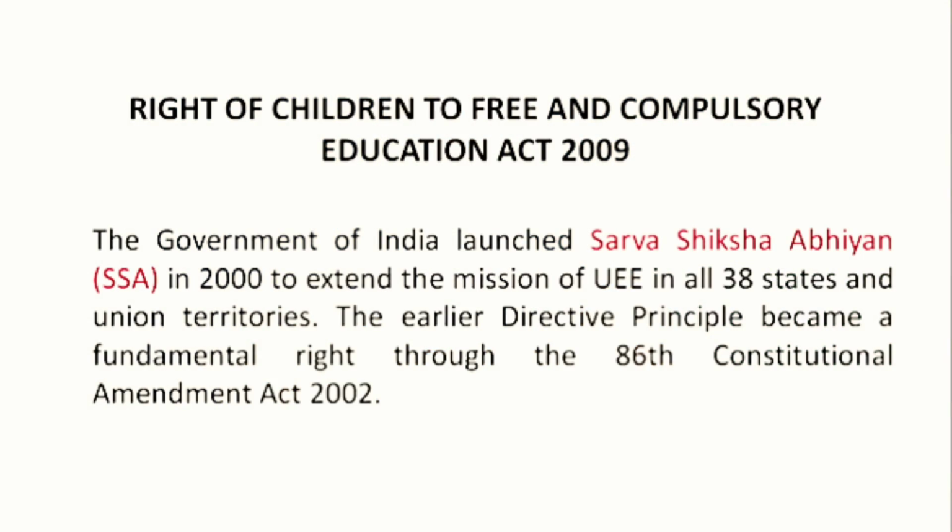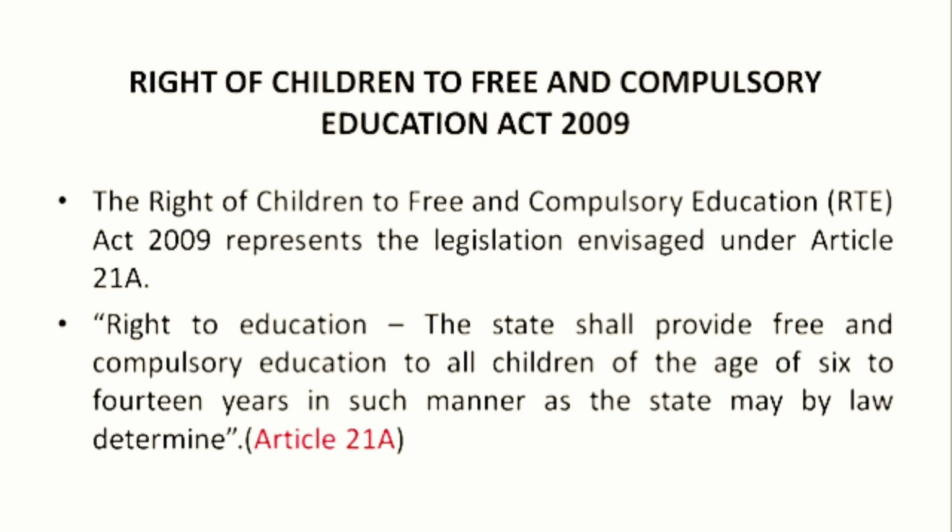Now, let us have a close look at the Right of Children to Free and Compulsory Education Act 2009. The Government of India launched Sarva Shiksha Abhiyan (SSA) in 2000 to extend the mission of universalization of elementary education in all the 38 states and union territories. The earlier directive principle became a fundamental right through the 86th Constitutional Amendment Act 2002.